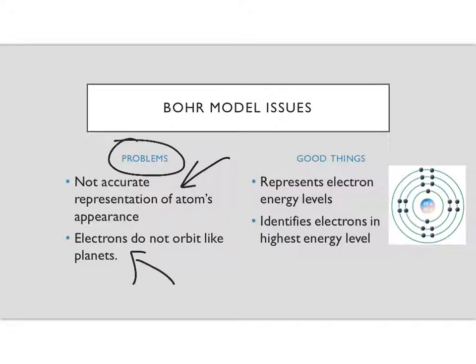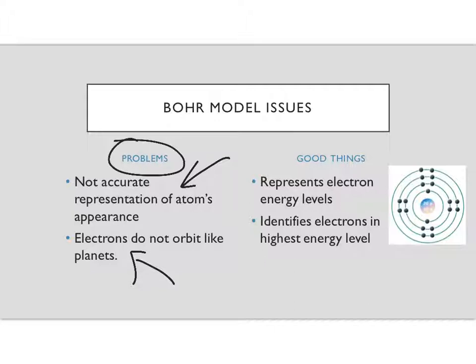Electrons do not orbit like planets. The nucleus is not the sun and the electrons are not organized like planets orbiting around it. Those electrons are just arranged into energy levels. Some tend to be closer to the nucleus, because they have a lower energy. Some tend to be farther away, so they tend to have a higher energy.